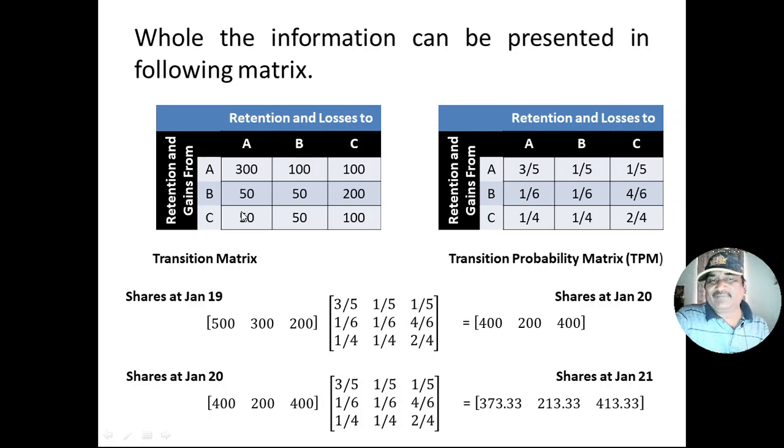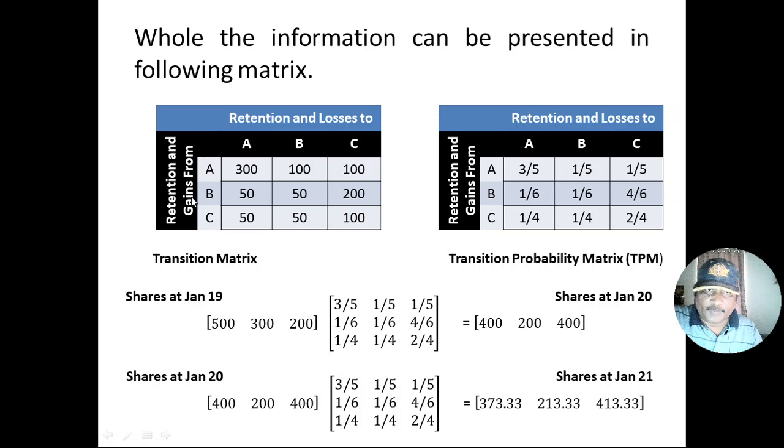We'll put this dynamics in the form of probability. This is called the transition matrix. Now we'll be converting this to a transition probability matrix. So out of 500, 300 are retained, means retention probability is 3 by 5. Probability that the customers of A will lose to B is 100 by 500, because total number of customers is 500. So 100 by 500 probability will be 1 by 5. Likewise, the customers of A losing to C, what is the probability? 100 by 500 again, that means 1 by 5.